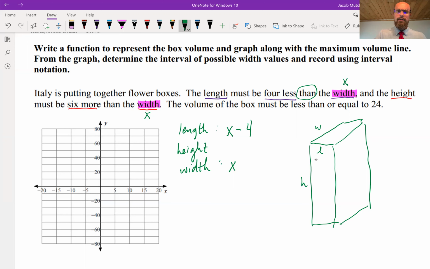Same for the height. The height, I'm told here, is 6 more than the width. So again, I take the width. I've got that word "than," the switch word. So I put the width first, and then 6 more I'd represent as plus 6.